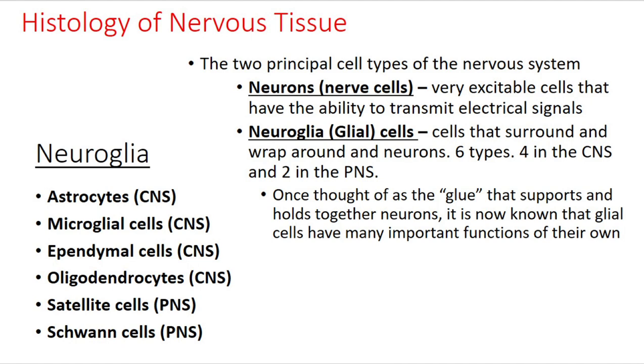But now we know that there are 6 types, 4 in the central nervous system and 2 in the peripheral nervous system, and they do much more than just hold everything together. They actually have their very own important functions. So let's look at the quick list at the left of the different neuroglial cells. You have astrocytes and microglial cells, ependymal cells, and oligodendrocytes. All of those are found in the central nervous system. But you also have satellite cells and Schwann cells, and those are found in the peripheral nervous system.